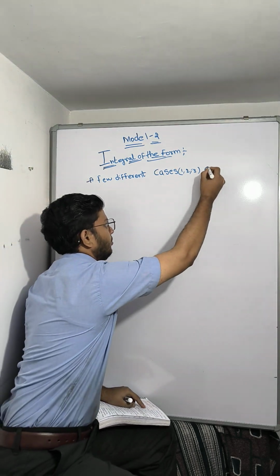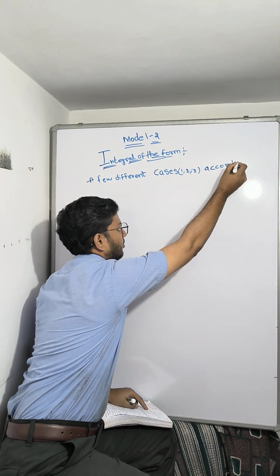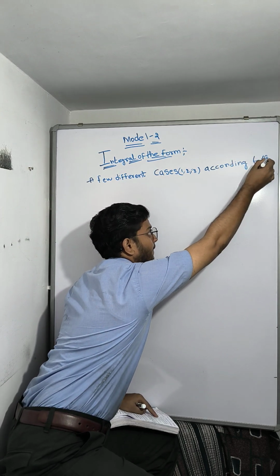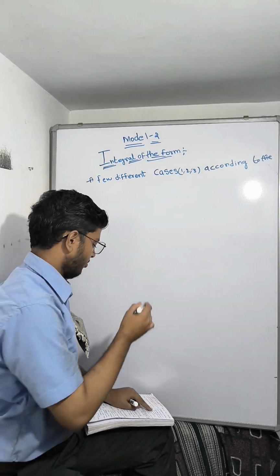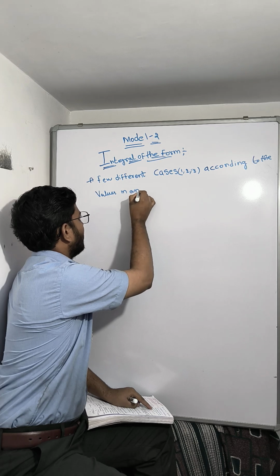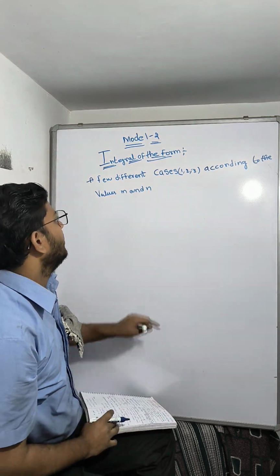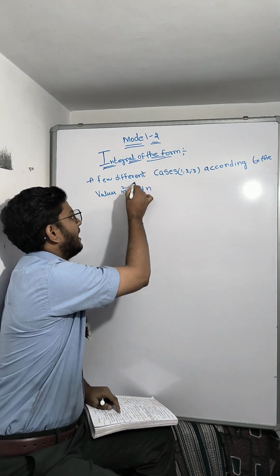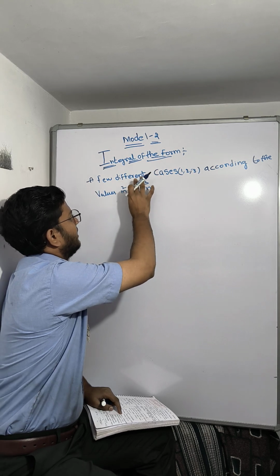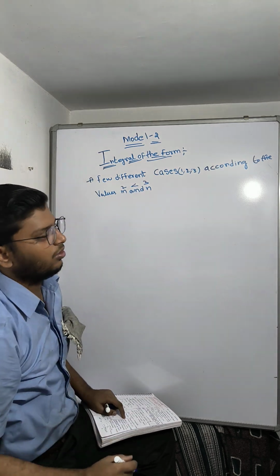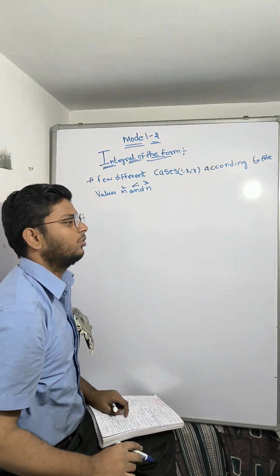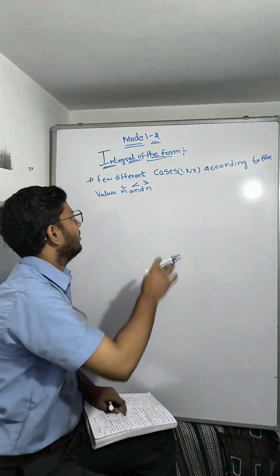Cases according to the values. Values means what? Values of m and n. Values means numbers. If it is having 2, it is having 3, less than and greater than: 2 is less than 3, 3 is greater than 2. What we have to do? Now I will tell.